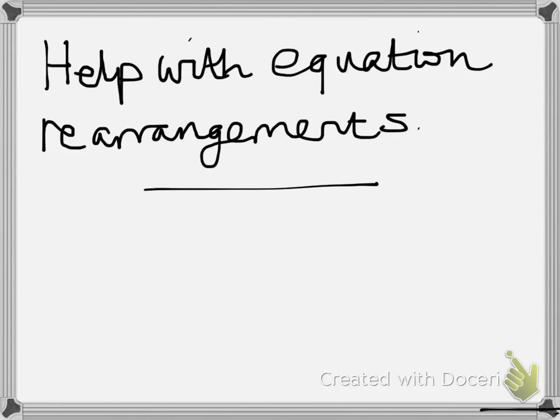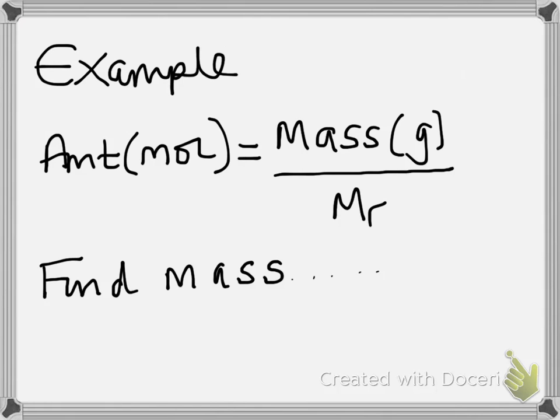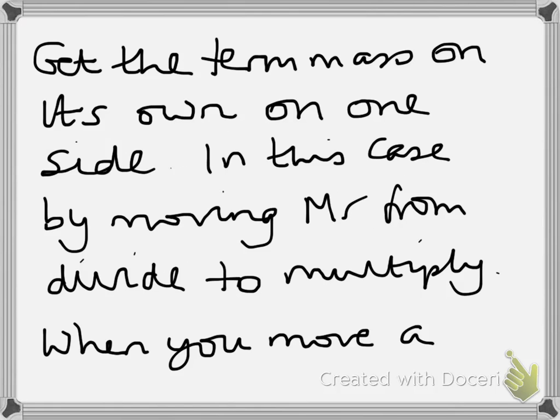Let's have a look at some rearrangements of equations with some chemistry examples to help you with the math side of chemistry. The first example I've put is where we're working out the amount of moles of a substance if we know either the mass or the MR. So in this case we've got amount in moles equals mass over MR, and we've been asked to find the mass. So we need to rearrange this equation to make mass the subject of the equation.